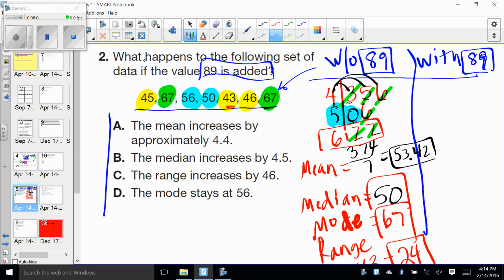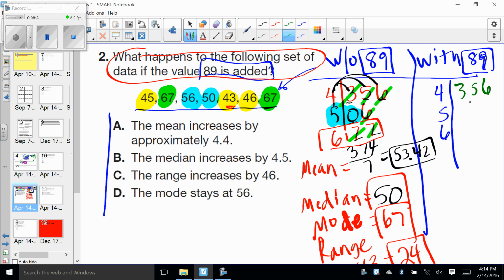They're asking what happens to the data if we put 89 in the data set. So let's go ahead and make another seven-leaf plot with the 89. We have this 89 that's going to be added. No change to the front end of this. Those will all be the same in order, least to greatest. But what's going to change is we're going to add this 89 into the data set.